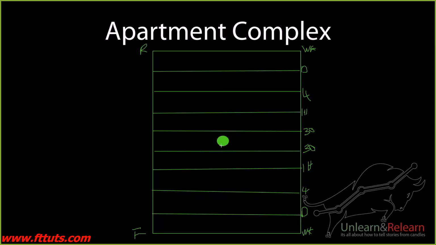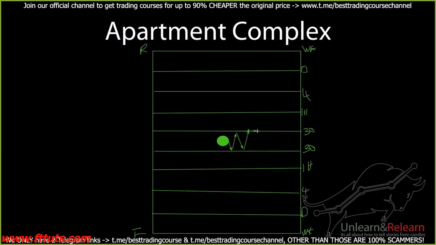So let's say you have a ball in the middle of this apartment complex, and let's say this ball is bouncing up and down, right? So let's say once this ball bounces and breaks above the roof on the 30-minute, right? If it breaks up, there's a very high probability that it might continue going up, right? So if it breaks above this resistance, it's going to continue on to the next resistance, and then it will start bouncing up and down.